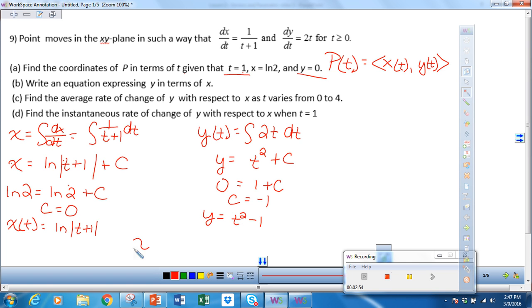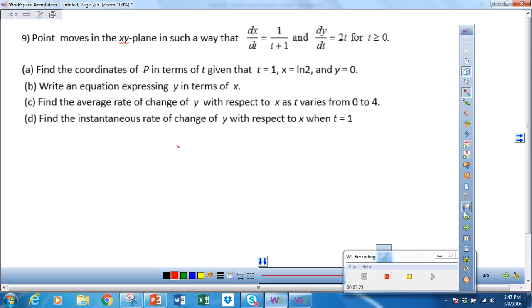So to write this in vector form for P, we will write the x-coordinate, which is the natural log of t plus 1, comma, our y component, which is t squared minus 1. And that answers A.